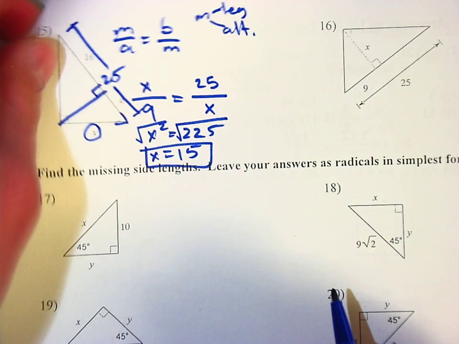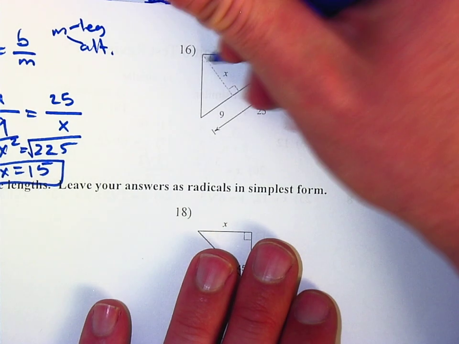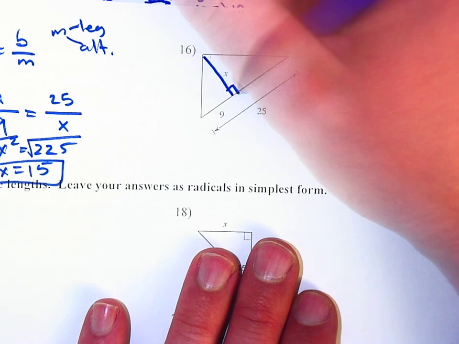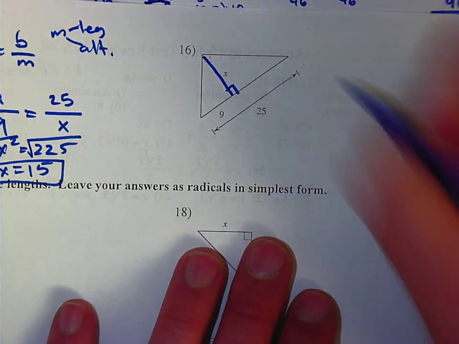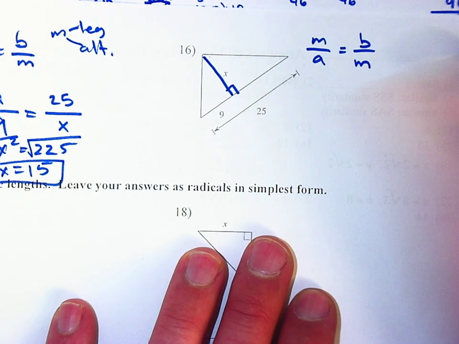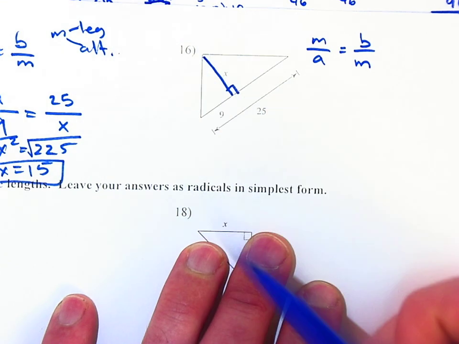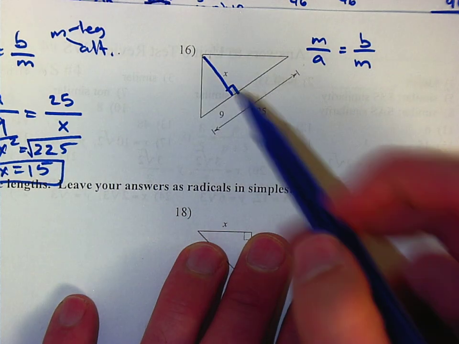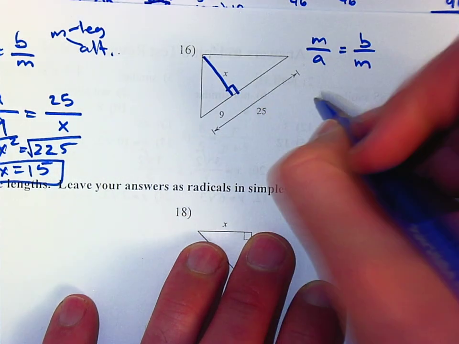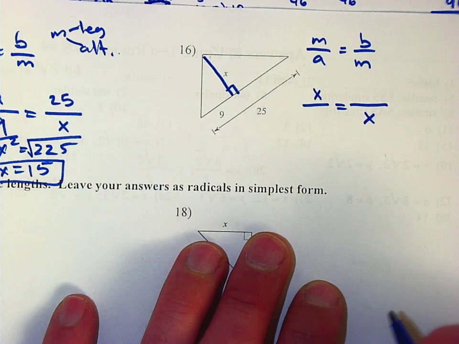And last but not least, here's number 16. It's in that same category of problem. We have that altitude. So we're thinking geometric mean, m over a equals b over m. Well, our m can either be a leg or an altitude. And here we have the altitude. It's x. So wherever that m is, we're just going to plug in that altitude x.